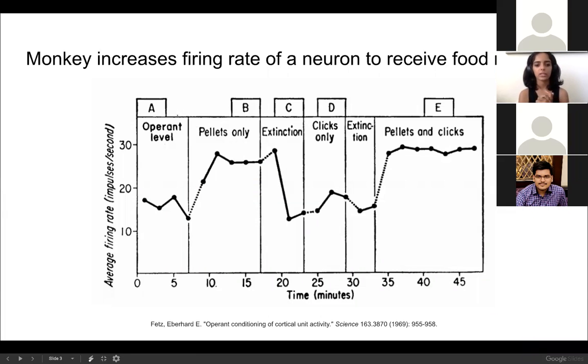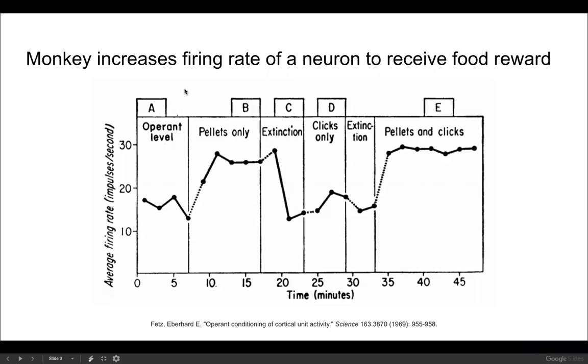Okay. So to begin with, I'm going to go into a bit of history. This is a figure from a paper from 1969, so that's 50 years ago now. What's happening in this figure is called operant conditioning. I don't know if you have done psychology. If you know what operant conditioning is, then this is quite similar, except that here you're trying to make the animal change the activity of neurons in its brain rather than its behavior.